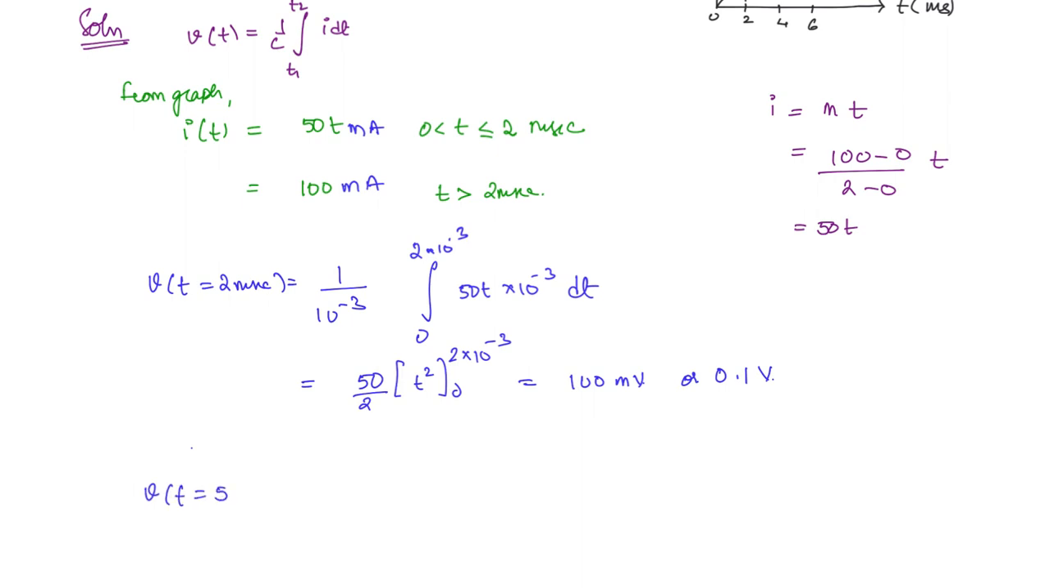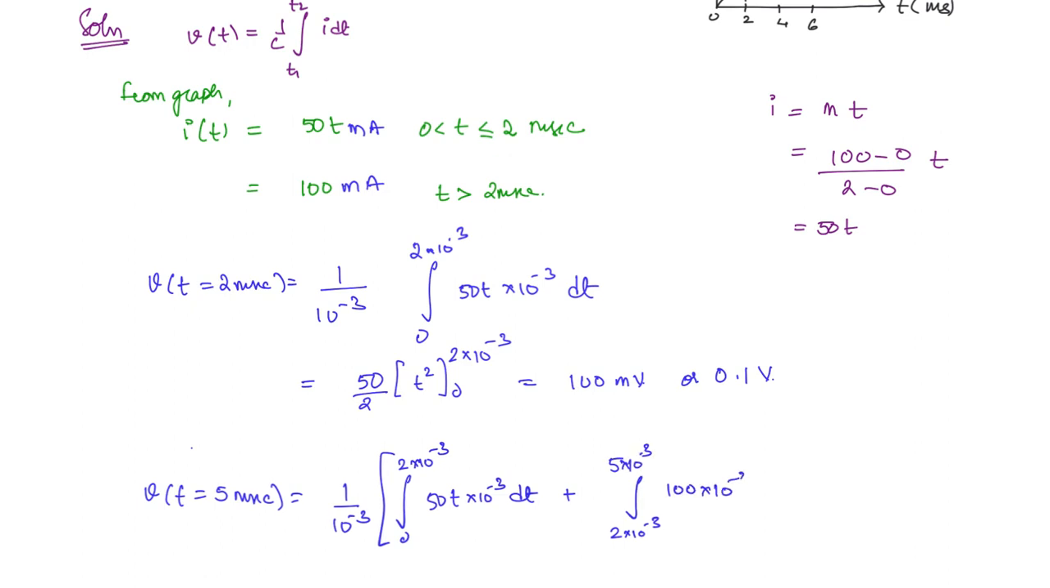What about for 5 milliseconds? V of t at 5 milliseconds: here 1 by C, 10 to the power minus 3, from 0 to 2 into 10 to the power minus 3, you have 50 t into 10 to the power minus 3 dt, plus again from 2 into 10 to the power minus 3, that is 2 milliseconds, to 5 milliseconds, you have 100 into 10 to the power minus 3 dt. If you simplify, you are going to get 0.4 volt or 400 millivolt.